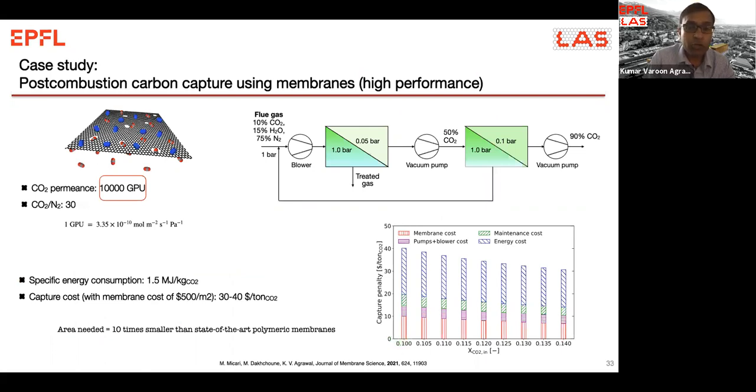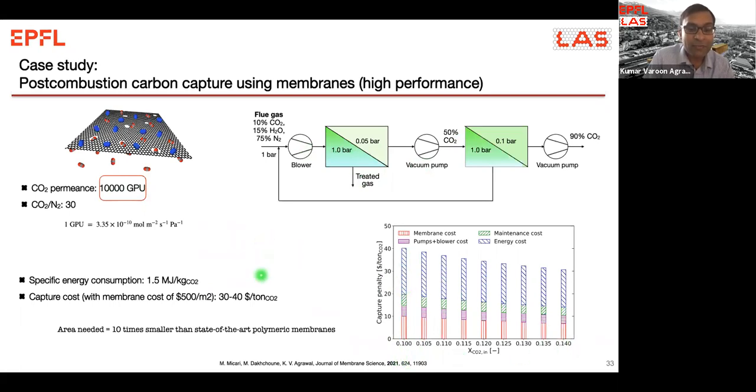What we were able to show is that because our membranes are highly permeable, we can use a vacuum pump on the permeate side, and we can do this because the permeance is quite high and we can still manage a very small membrane area, right? And what the vacuum pump does is improve your energy efficiency. So we could cut down the cost of separation. And what I'm showing you is the carbon capture penalty as a function of the CO2 concentration in the feed, from 10% to 14%.